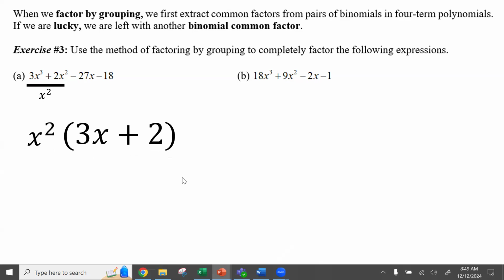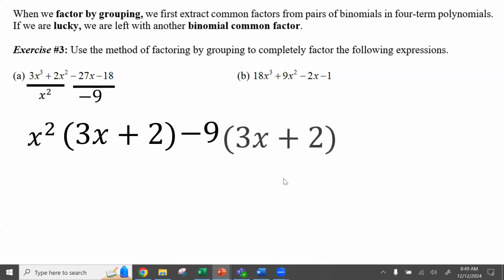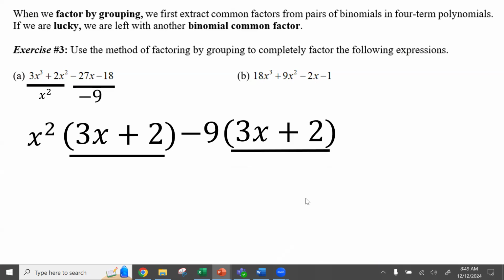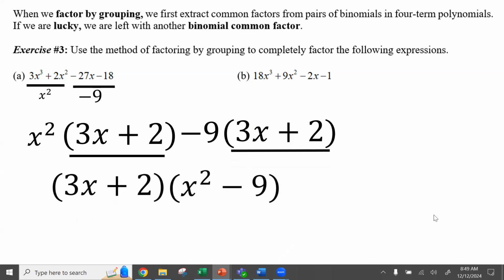Now I go forth factoring the next two, knowing that I'm trying to get positive 3x plus 2 in the second quantity. I can do that. All I have to make sure to do is take out a negative 9. When I take out a negative 9 and divide both those pieces by negative 9, I'm left with 3x plus 2. Oh, look, a greatest common factor that's a binomial. Yep, take it out of there. What's left is x squared minus 9.